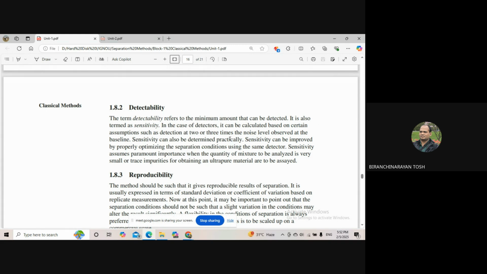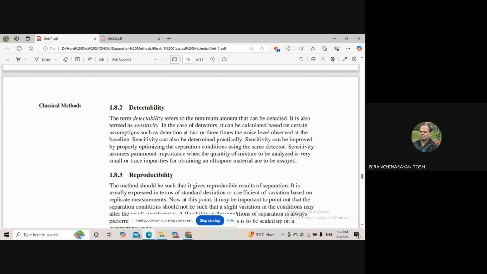So noise means if the plot should be a straight line, but due to noise it will be zigzag, the plot will curve. So then how to detect the peak? That's why it is written here, the detection at 2 or 3 times the noise level. If the noise level peak will be this much, then the peak of the sample should be more than 2-3 times, twice or thrice of the noise level. Then only we can detect.